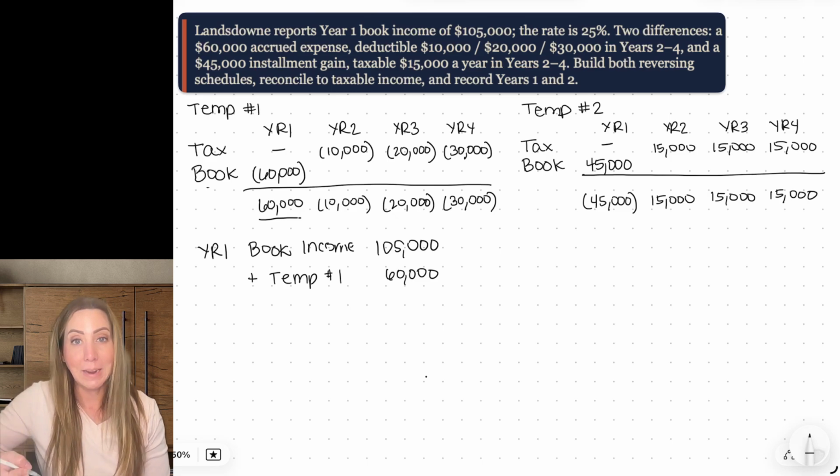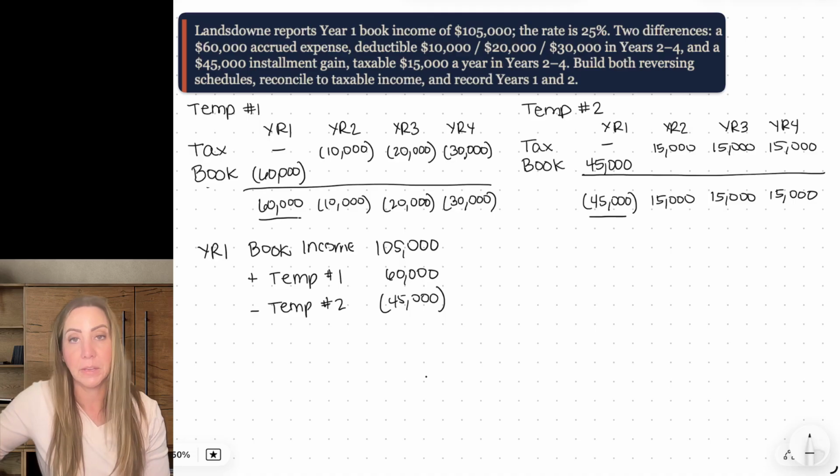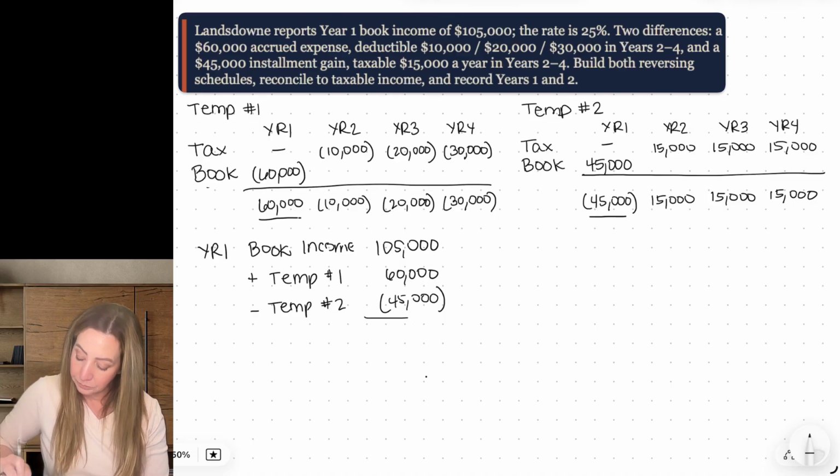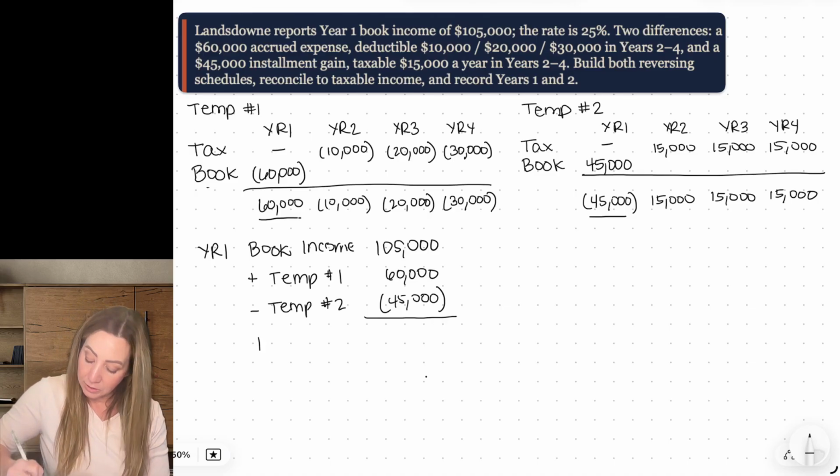We subtracted it to arrive at book income, but it is not tax deductible. So I need to add it back in order to figure out what my taxable income is. Then temporary difference number 2, our schedule tells us we need to subtract. So we'll subtract temporary difference number 2, and that's because this is a gain that was included in that book income of 105. However, it's not taxable yet, so we need to subtract it out. So that is going to give us our total taxable income of $120,000.